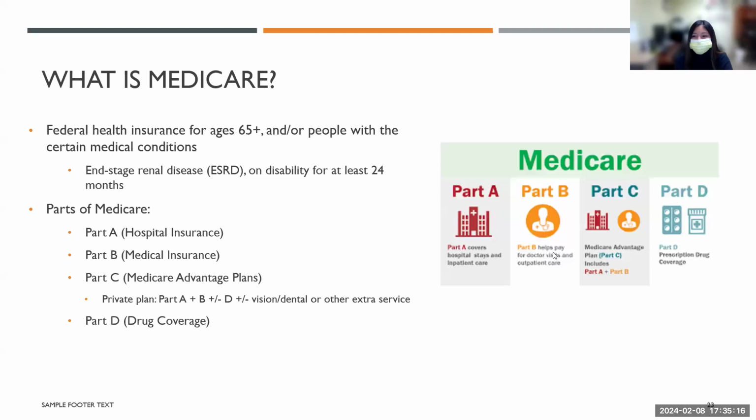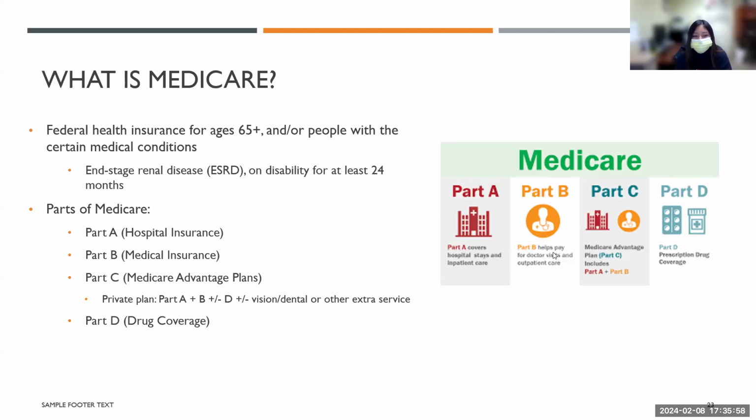Okay, so now that we know that, we can go into learning more about Medicare. So what is Medicare? Medicare is a federal health insurance available for people age 65 and above, and or people with certain medical conditions. For example, people with end-stage renal disease or ESRD, or people with a disability for at least 24 months may be eligible or will be eligible for Medicare. And then Medicare is broken down into different parts, Part A, B, C, and D. I'll just focus on these parts for this presentation.